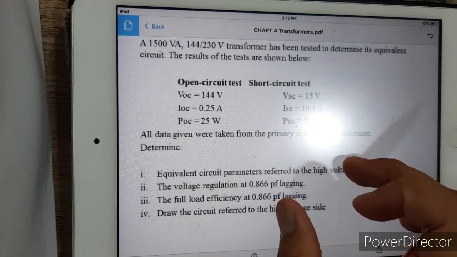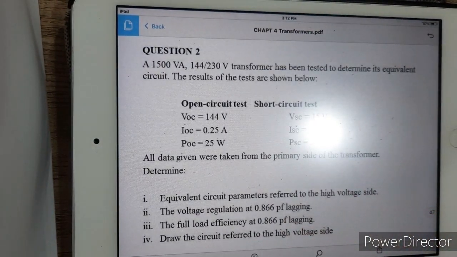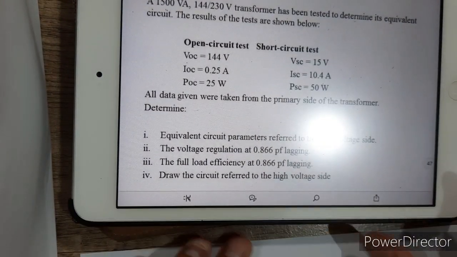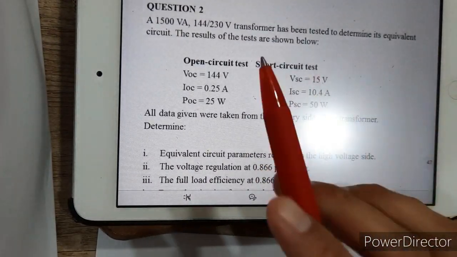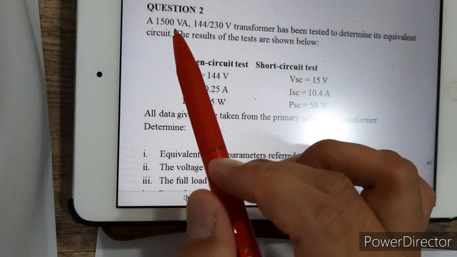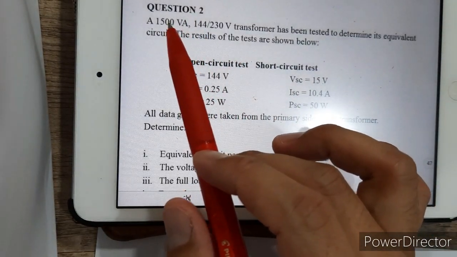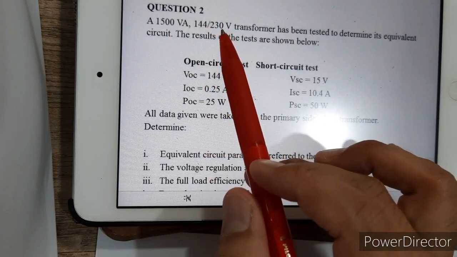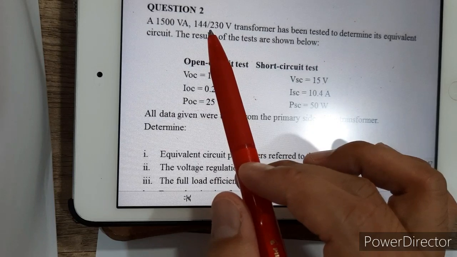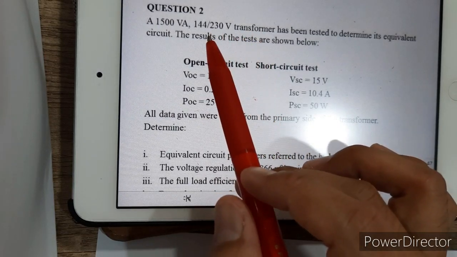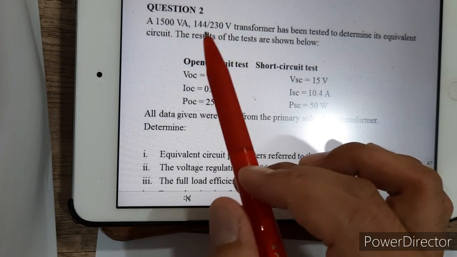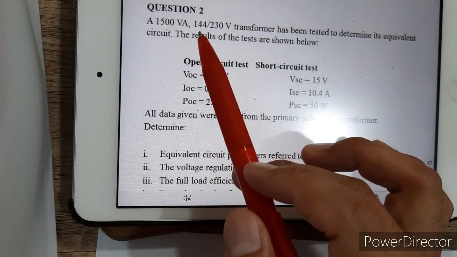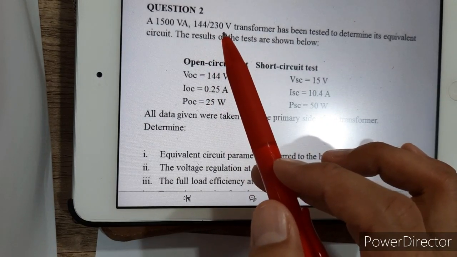Okay, for the next question, I'm just going through it quickly; you can do it by yourself. Here we have S, the apparent power, 1500, and then this is the primary voltage and this is the secondary voltage. So we can consider that this is a step-up transformer, because on the primary side the voltage is low compared to the secondary side.